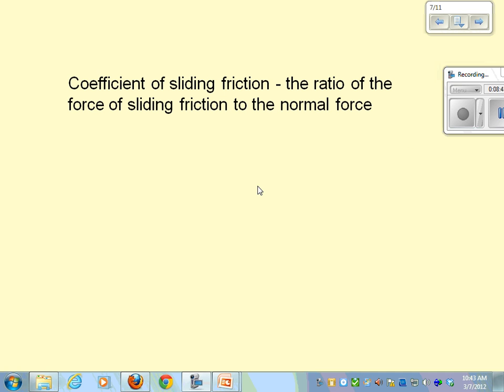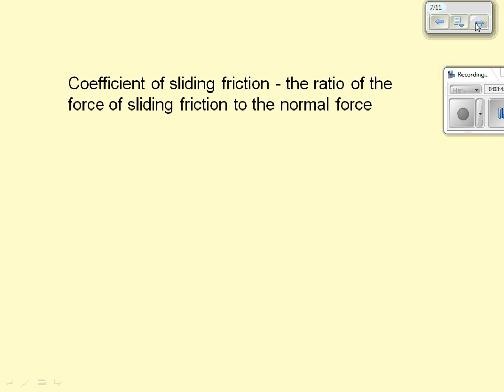So the coefficient of sliding friction is, where is it here? Mu equals Ff over Fn. Now make sure you get it in the right order. It's Ff over Fn. I've had students before get it upside down, and that causes them a lot of grief. So would it always be less than 1? It is generally less than 1, Jordan. More often than not, it is less than 1. Yes. Okay, so mu equals Ff over Fn. It's the ratio of the sliding frictional force over the normal force.